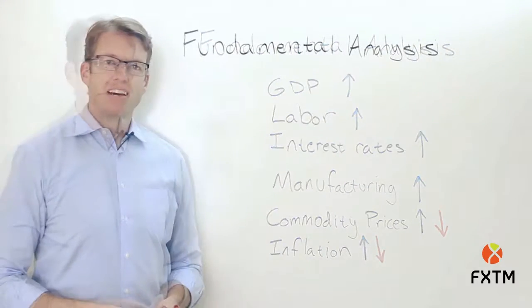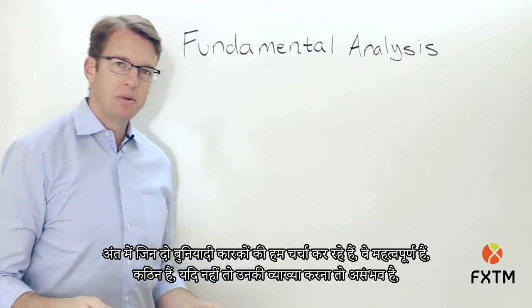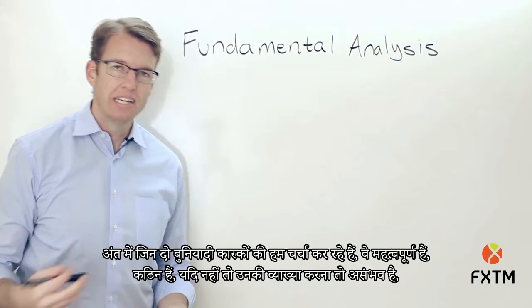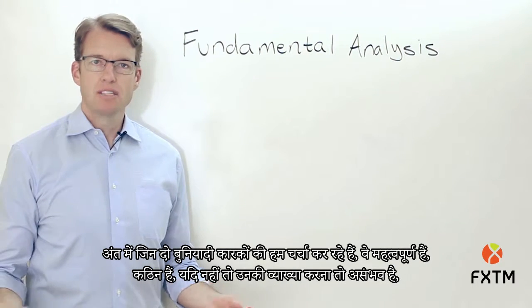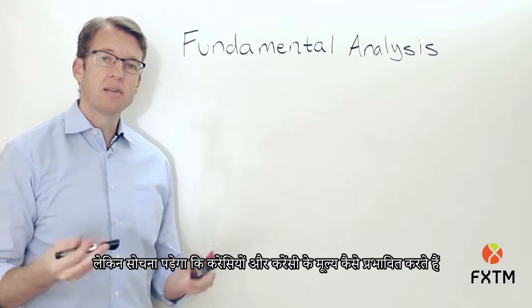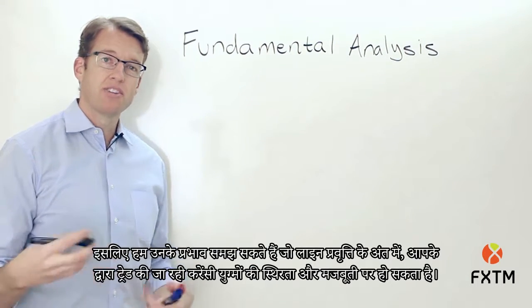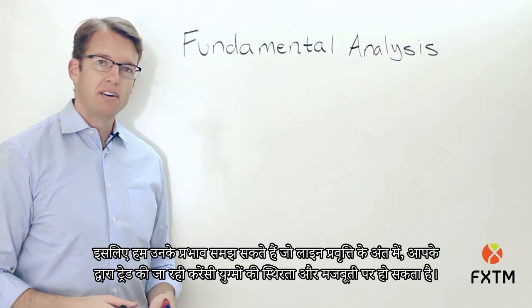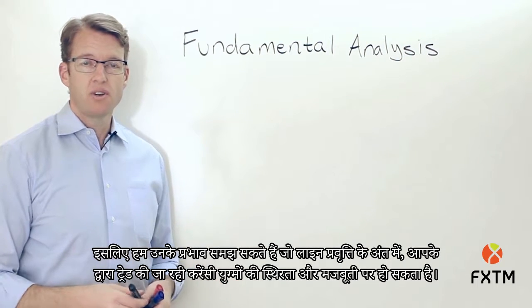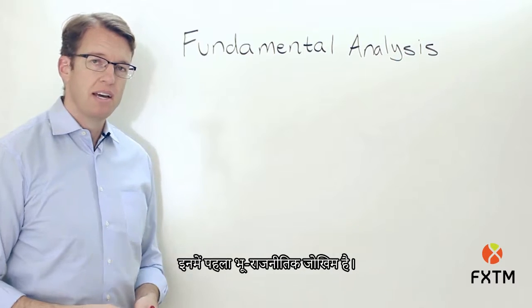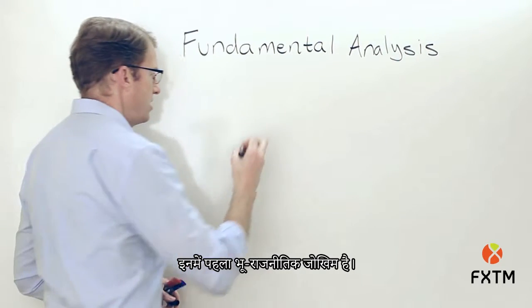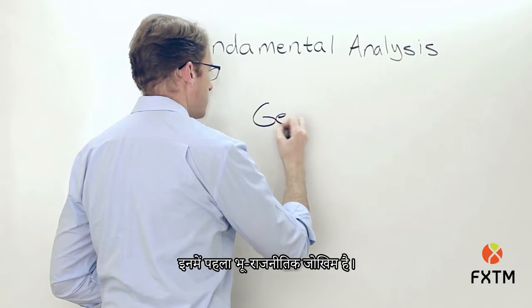Now, the last two fundamental factors that we're going to talk about are important, but they're very difficult, if not virtually impossible, for us to be able to predict. But we need to think about how they affect currencies and currency values so we can understand the impact that they might have on the stability and the strength of the underlying trend of the currency pair that you're trading. So the first one of these is geopolitical risks.